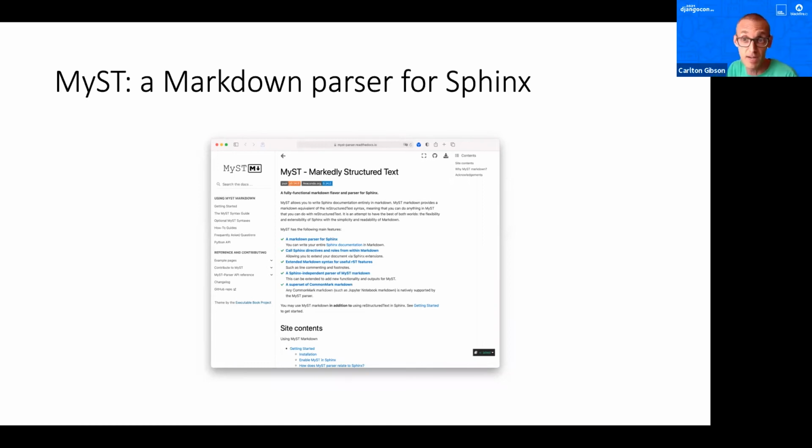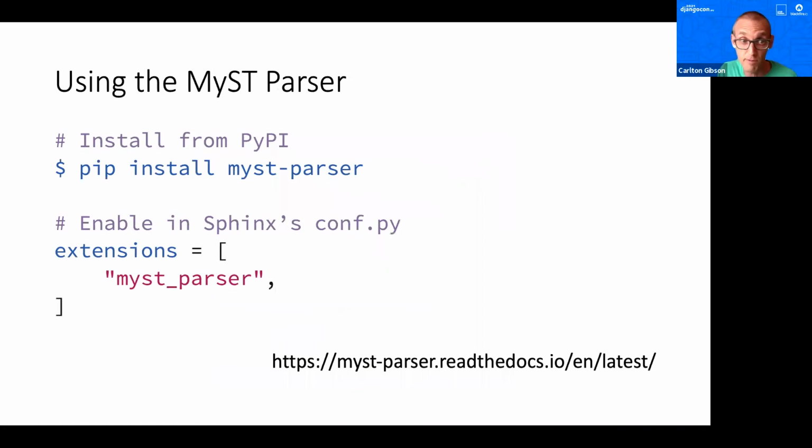So MyST is really easy to use. First of all, you just install it from PyPI, pip install myst-parser. And then in your Sphinx configuration, you just add the myst_parser extension. Look at that, invisible water. And once you've enabled that extension, you can then use reStructuredText and Markdown files, or either or. You can mix and match if you want to, but you can use Markdown with your Sphinx project.